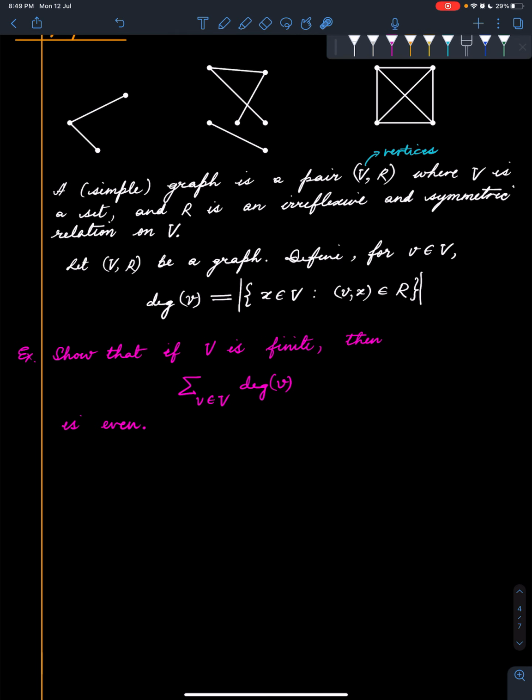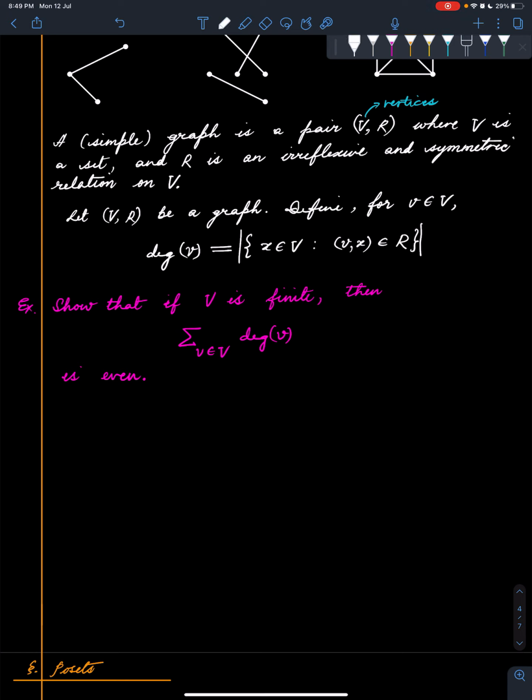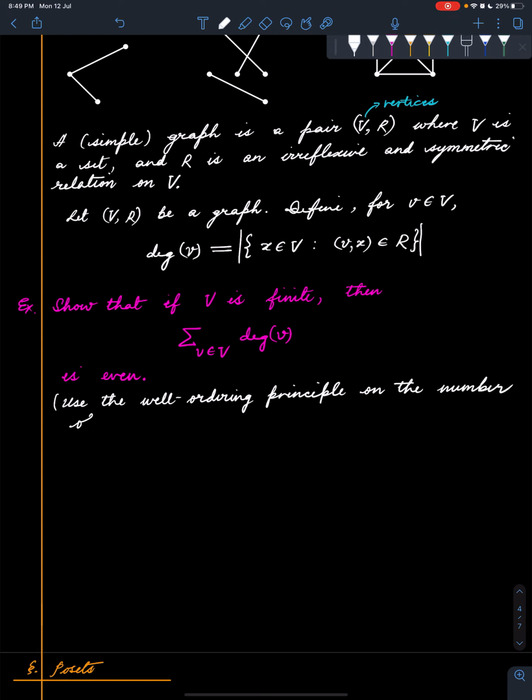So this is what I would like you to try, and one possible approach is to use the well ordering principle. But for using the well ordering principle, you need to somehow map the problem to natural numbers. So well ordering principle on the number of vertices. Figure this out. It's an instructive exercise.